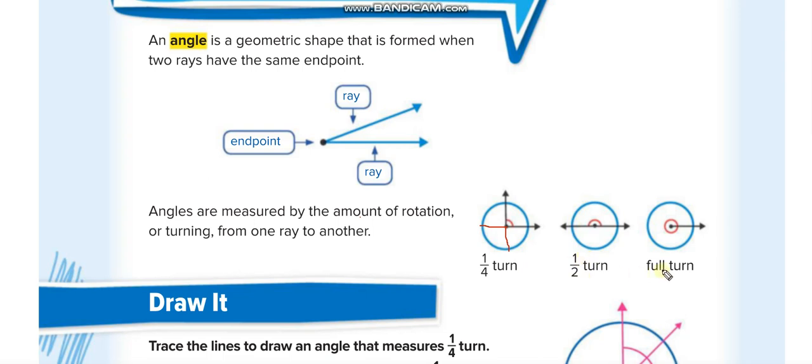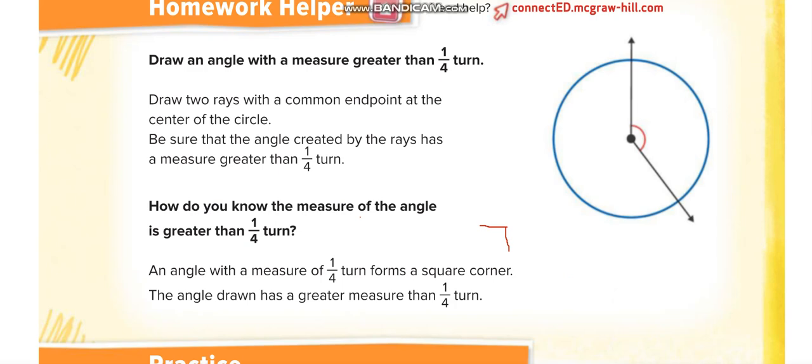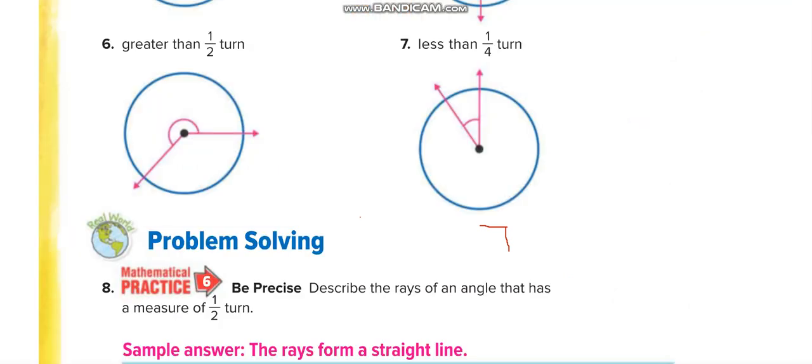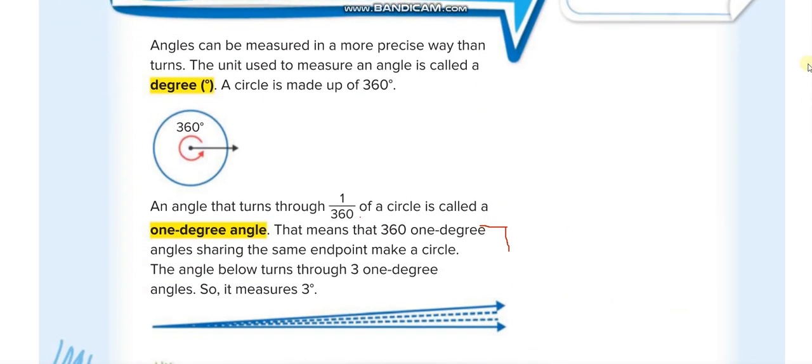Now let us move back to lesson 4. Here in one circle we have a total of 360 degrees. And how do we measure it? With a D-shaped ruler. I will show you now.